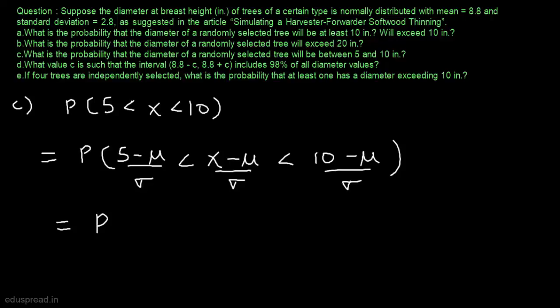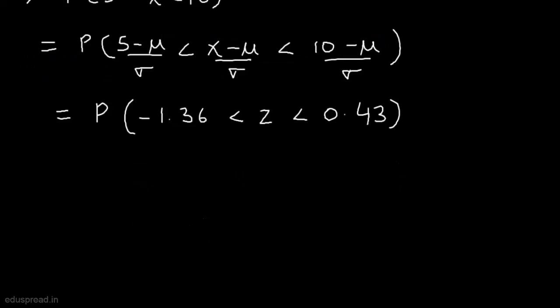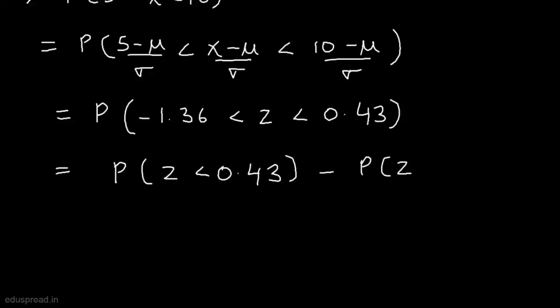It's given to us in the equation. Mean is equal to 8.8 and standard deviation is equal to 2.8. So substituting these values, we find that we have to find the probability that x is greater than minus 1.36 and less than 0.43. Because this is a continuous random variable, we know that this is equal to the probability that z is less than 0.43 minus the probability that z is less than minus 1.36. So now this is what we have to find.